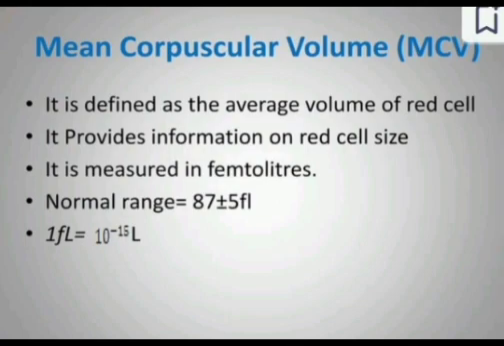The next one is mean corpuscular volume. Mean corpuscular volume refers to the average volume of red cell in the blood. This one helps us to know about the size of the red blood cell, if it's microcytic or macrocytic. That is, if the size is large or small.